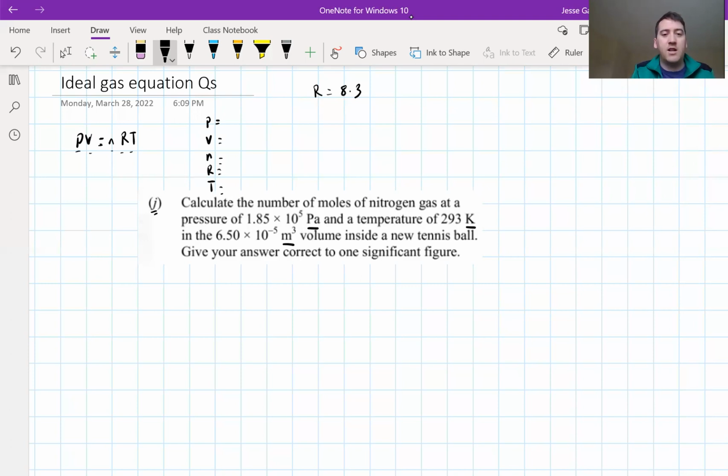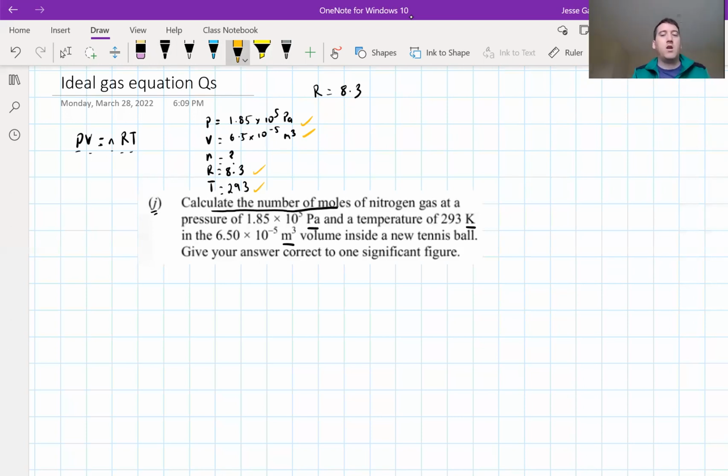Okay, so the first thing we know is that the pressure was 1.85 by 10 to the 5 pascals. It's already in pascals, so it's good to go. The next thing is V, volume. It told us that it's 6.5 by 10 to the minus 5, and that's meters cubed. That's SI units, so it's ready to go. n is the question mark. Calculate the number of moles, that's what it's asking us to find, so we don't know that yet. That's fine. R, as I've already explained, is 8.3. And T is temperature, and it's 293, already in Kelvin, so it's good to go. So everything is good to go except n.